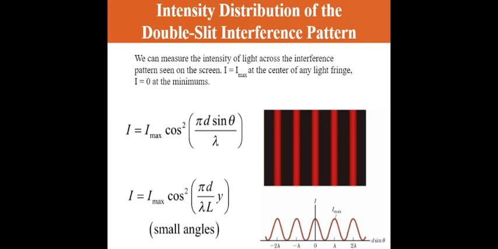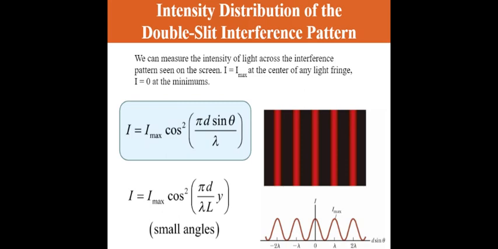So the image here with the red bands is kind of showing you the pattern you may see in an experiment. And the graph on the bottom shows you a graphical, mathematical representation of what the intensities are throughout the screen. So you see how, at the bright spots, intensity is the maximum. At the dark spots, it's zero.